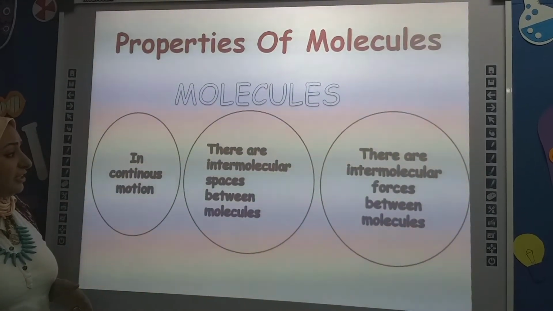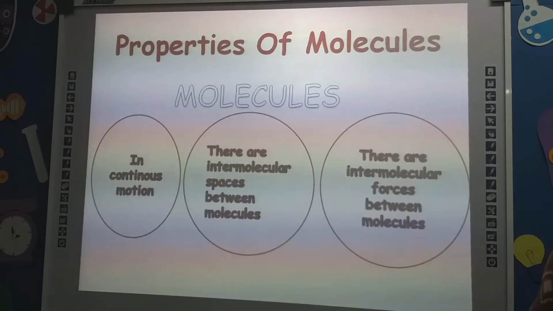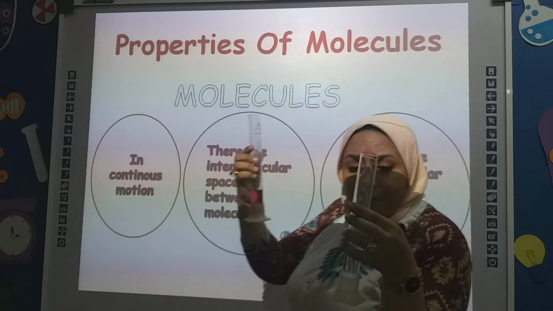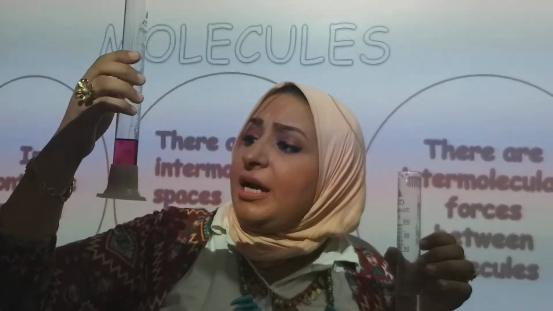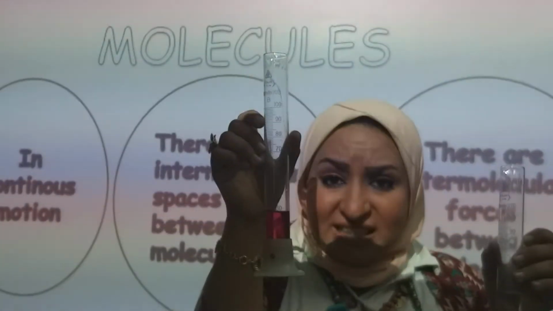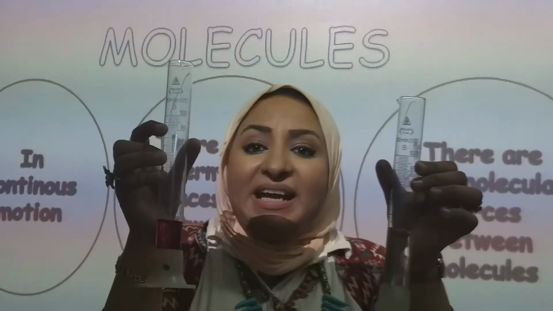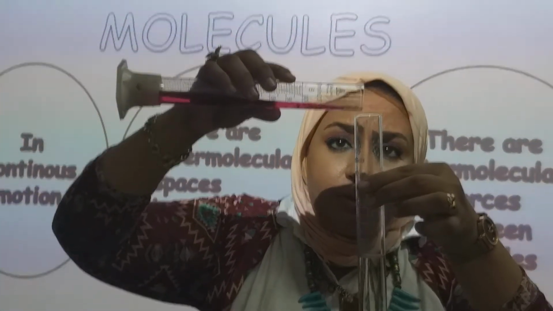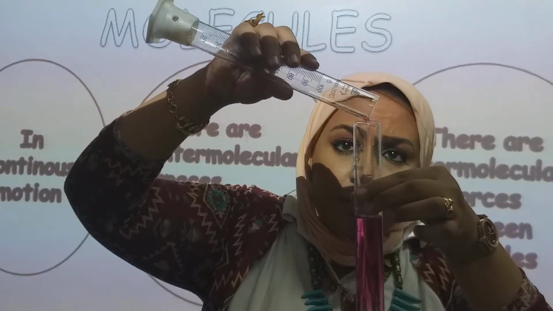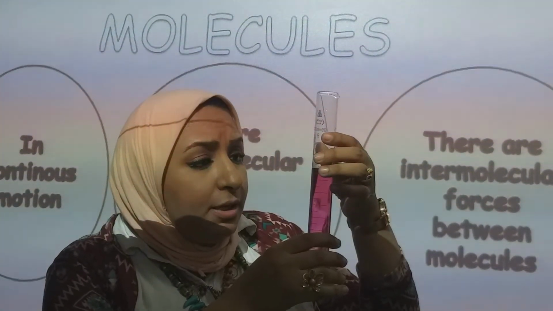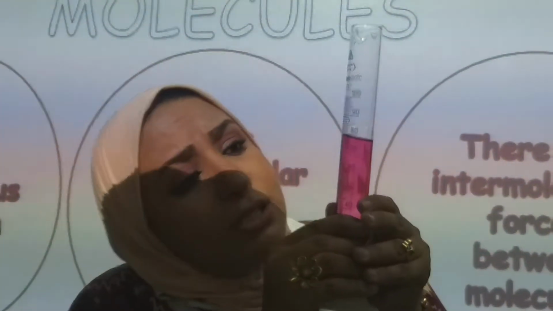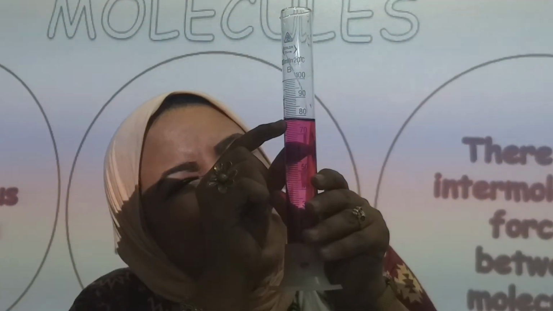The second property of molecules is that molecules have intermolecular spaces. How? Let's do another experiment. Here we have 50 cubic centimeter water and I have here 30 cubic centimeter potassium permanganate, a colored liquid. By adding the two volumes, the measure of the mixture, logically, must be 80 cubic centimeter, but if you see its volume, the volume of the mixture is less than 80. Less than 80. How?